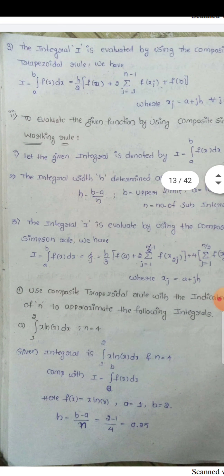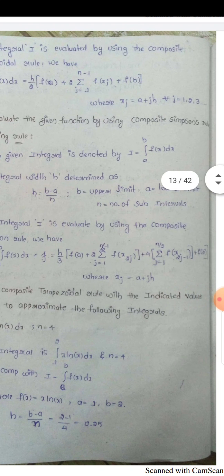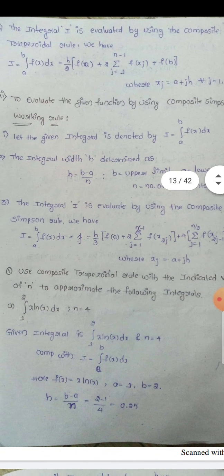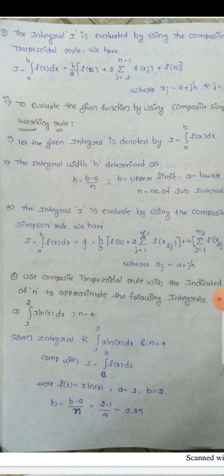To evaluate the given function by using the composite Simpson's rule, working rule: let the given integral be denoted by I is equal to the integral from a to b of f of x dx. Second point, the interval width h is determined as h equals b minus a by n, b equals the upper limit, a equals the lower limit, n equals the number of subintervals.